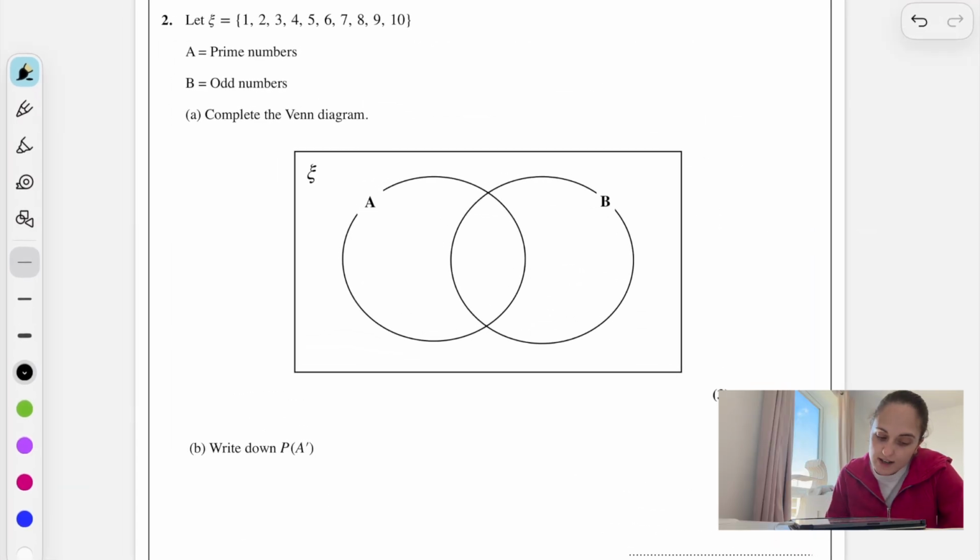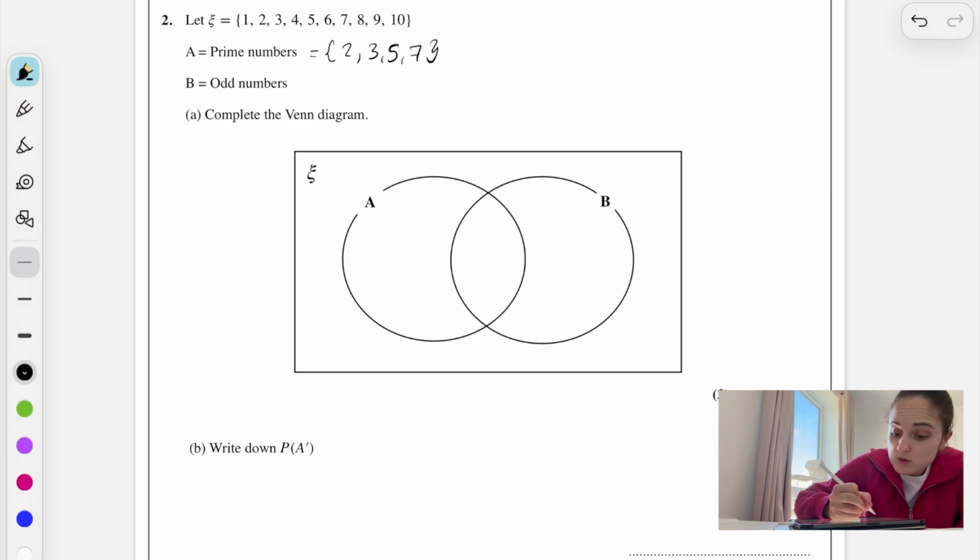This question here is kind of similar. We have the universal set is the numbers 1 to 10. A are the prime numbers and B are the odd numbers. We need to complete the Venn diagram. Again, I'm going to start off by listing the prime numbers between 1 and 10. We have 2, 3, 5 and 7. And the odd numbers are 1, 3, 5, 7 and 9.